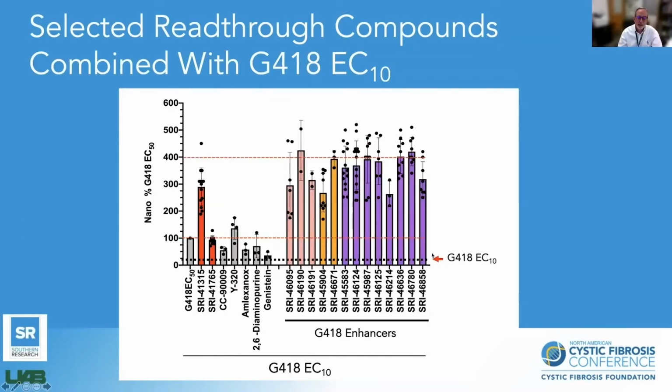What we've done here is give a very low dose of G418, and then we have looked at these various compounds, and you can see most of them can enhance the activity obtained with G418. This on the right side is a series of G418 enhancers that we selected with another high throughput screen of about 500,000 compounds. And so you can see we're getting pretty robust activity. We're now bumping it up past 100% of the G418 EC50 to closer to 400% of the G418 EC50. So this is promising.